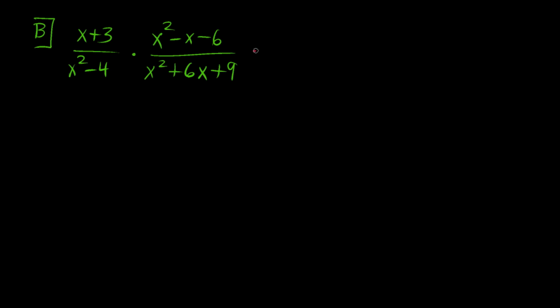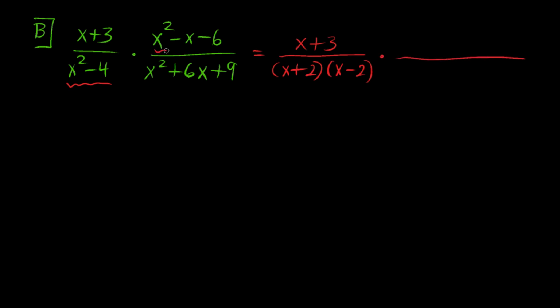Let's see if we can factor anything in the first fraction. There's nothing we can factor in the numerator, so let's leave that x plus 3. In the denominator we have a difference of squares, so we're going to have x plus 2, x minus 2, times. This over here is a simple trinomial, so we'll factor that. We're going to have x and x, two numbers that multiply to give you negative 6 but add to negative 1. That's going to be negative 3 and a positive 2.